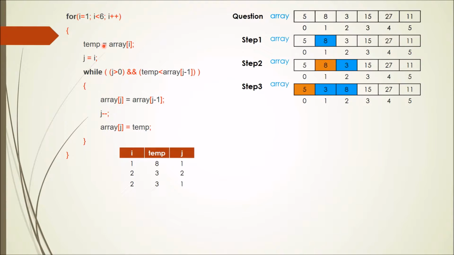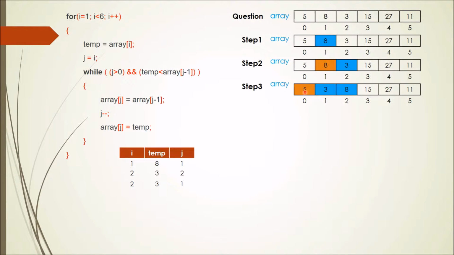We go into the third step. You can see that we will still go back to the while loop to check if it meets the condition or not. If it doesn't meet the condition, we will go straight to the for loop. So now we will check again. Is our J larger than 0, which is true, and the temp, holding the value of 3, is smaller than the value of 5, which is also true. We'll go through the same process again.